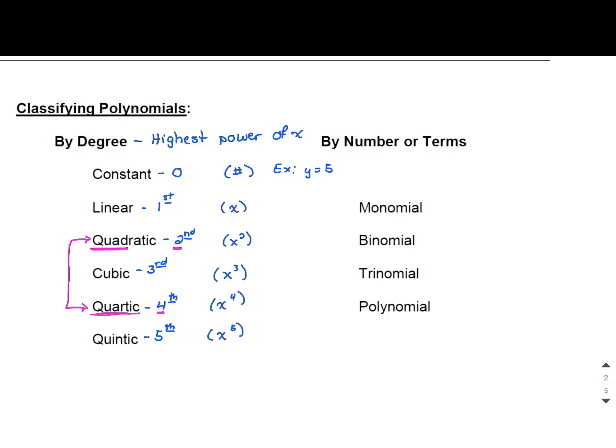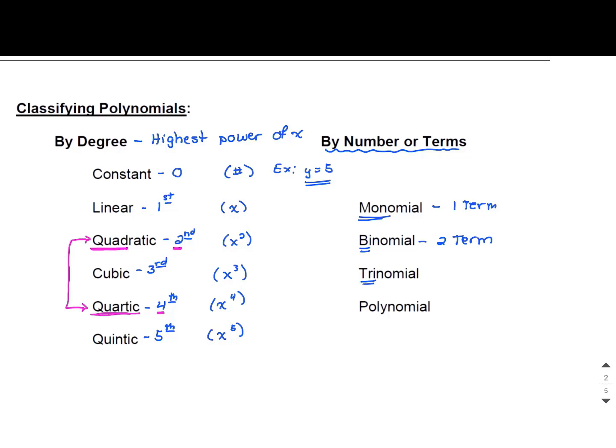Now, we can also classify polynomials by the number of terms that they have. Mono means 1. So a monomial has 1 term. So this example over here, y equals 5, not only is a constant, but it happens to be a monomial. Bi, like a bicycle, means 2. So this has 2 terms in a binomial.